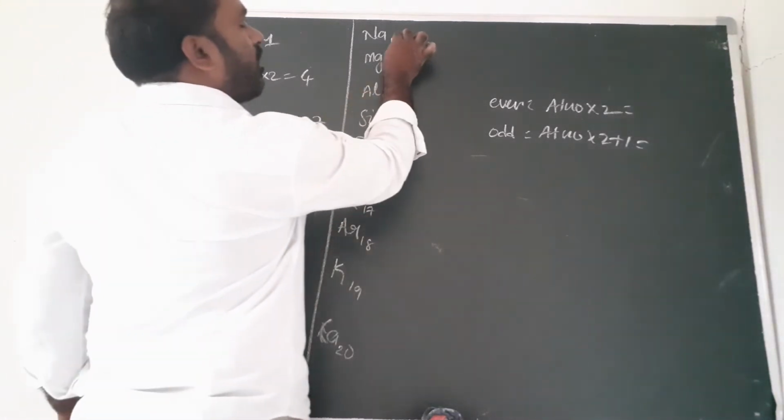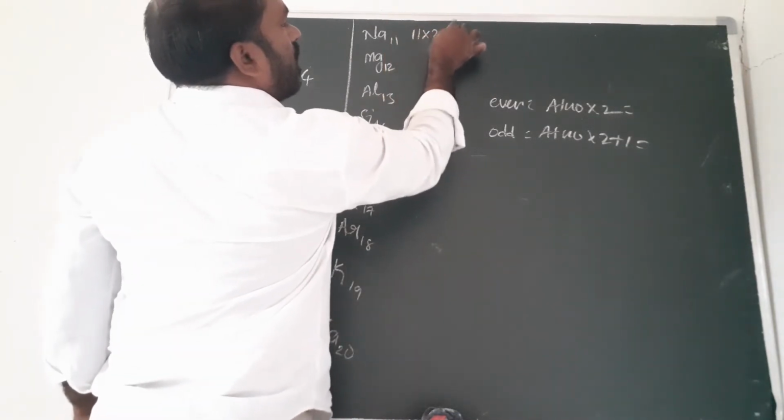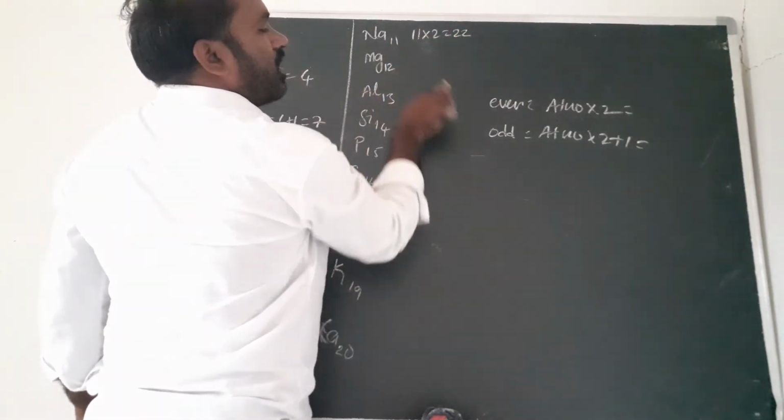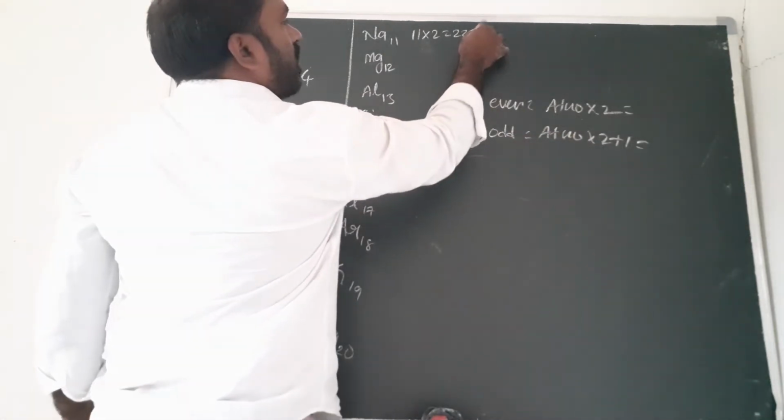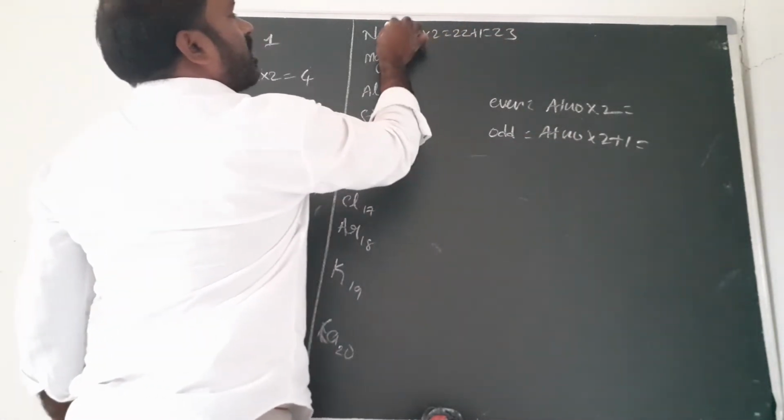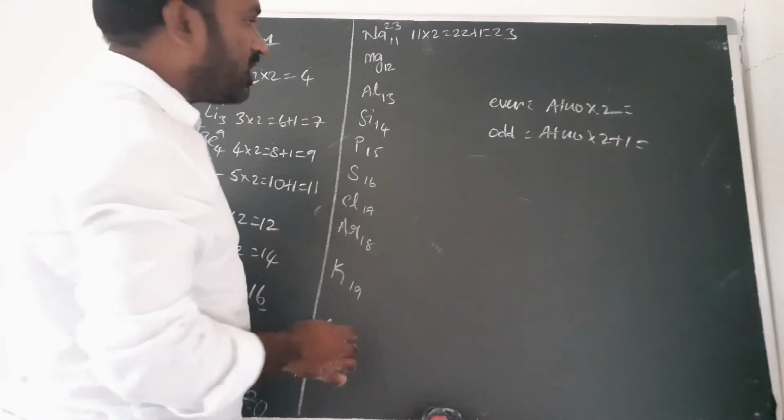Next for sodium, atomic number is 11. 11 2s are 22. It is odd, so we have to add 1 more here. So 23. For sodium, mass number is 23.